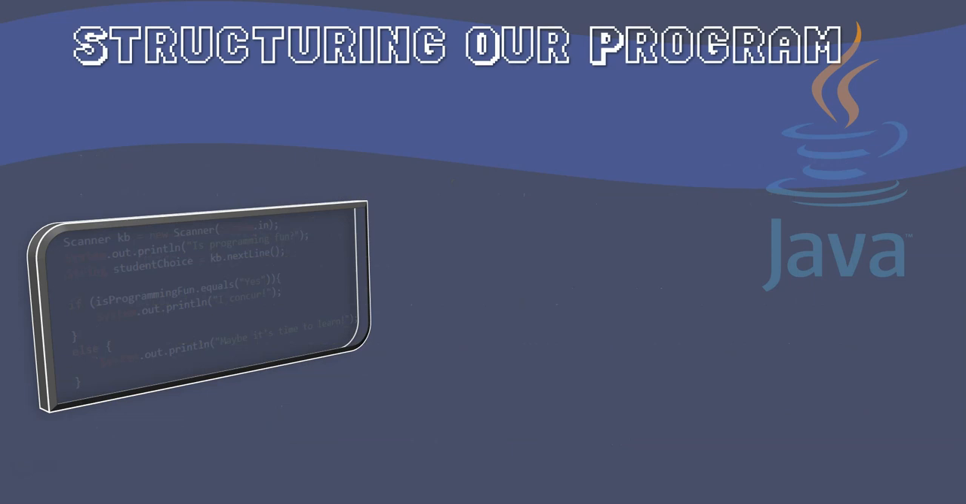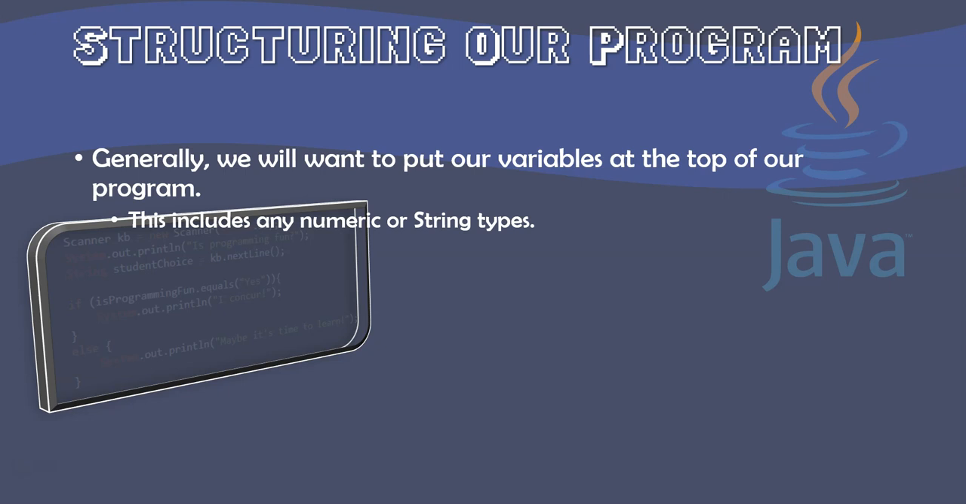Now, obviously, if we're talking about structure, how do we go about structuring our program? Generally speaking, when we look at structuring our program, we're going to put our variables at the top of our program. This includes any numeric types or string types. They're going to be there pretty much at the very beginning of our main method.